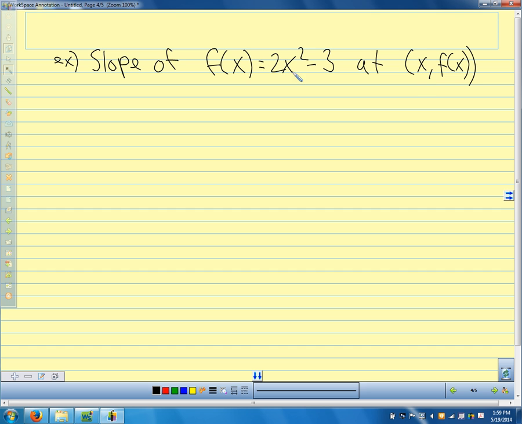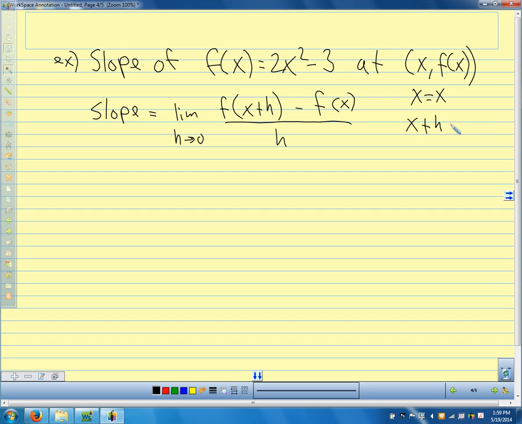So we want the equation of the slope of this graph at any value of x. Here the problem, we have the same thing. Our slope is going to be the limit as h approaches 0, f of x plus h minus f of x over h. Here x is just x. x plus h is just x plus h. So I'm plugging that into my function.